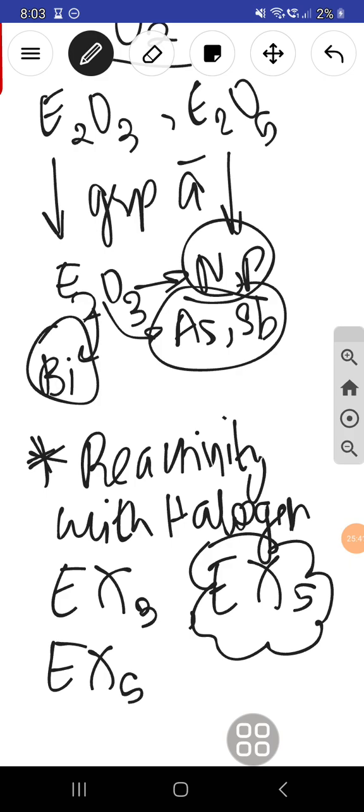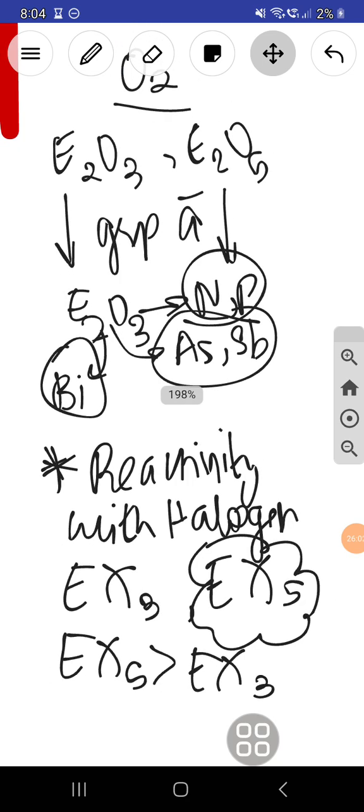We can say that EX5 is more stable than EX3, because EX5s are more covalent than EX3. The polarizing power for an element with oxidation state +5 is more than the polarizing power of an element with oxidation state +3. Then all of them form trihalides except NH3.